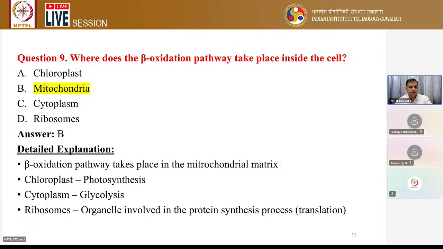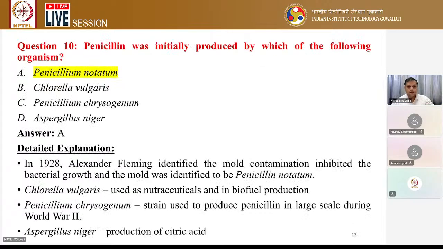The next question is where beta oxidation takes place. We have already discussed that the TCA cycle is taking place in mitochondria. Now, this is very important for bioprocessing: initially penicillin was produced by Penicillium notatum, but the yield was less. Later on, it was shifted to Penicillium chrysogenum to improve its yield by many folds.